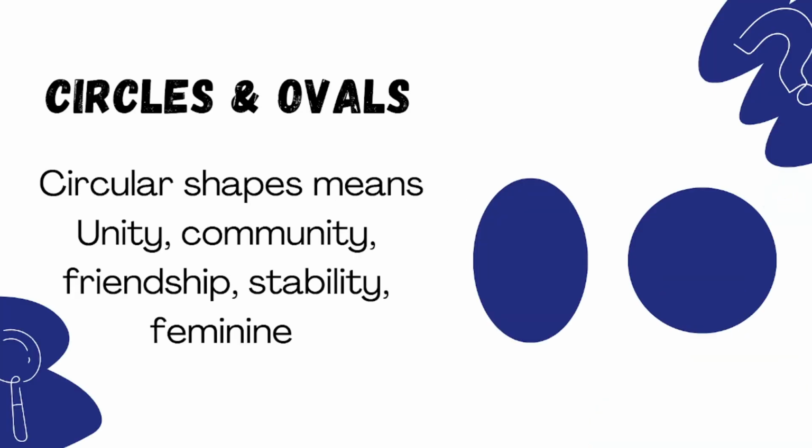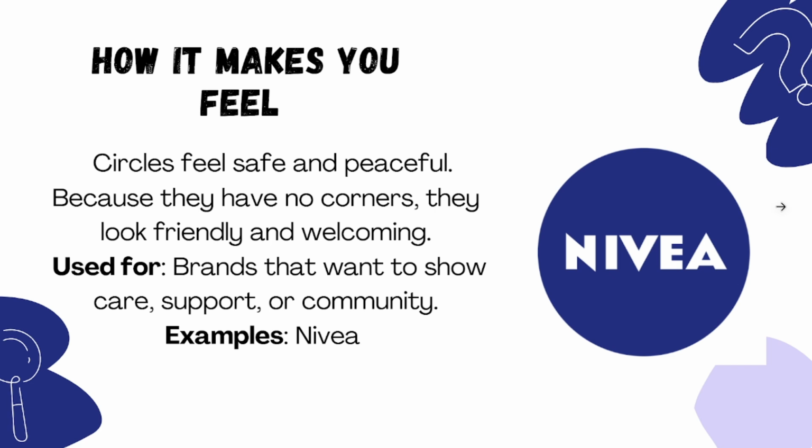First, we have the circle and oval shapes. A circular shape means unity, community, friendship, stability, and feminine. That's what circle or oval shapes mean. The psychology behind this circle shape is: how does it make us feel? Whenever we hear psychology, just know that it basically means how this shape makes us feel. When you see this shape, what does it tell you?